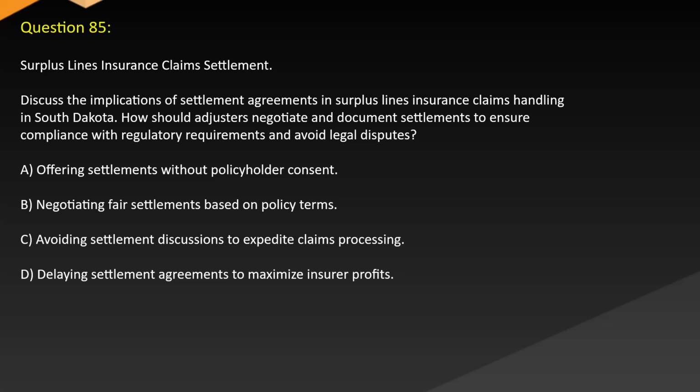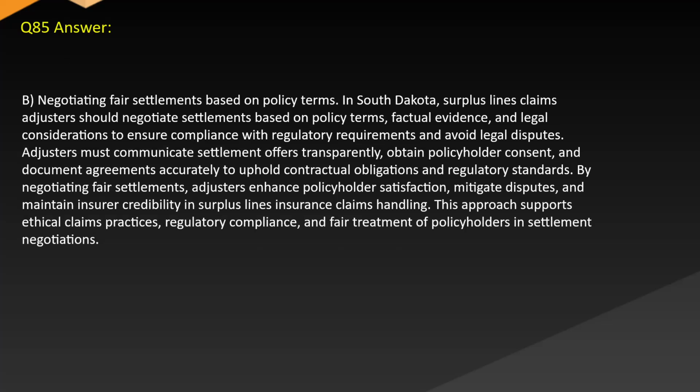A. Offering settlements without policyholder consent. B. Negotiating fair settlements based on policy terms. C. Avoiding settlement discussions to expedite claims processing. D. Delaying settlement agreements to maximize insurer profits. Answer is B. Negotiating fair settlements based on policy terms.